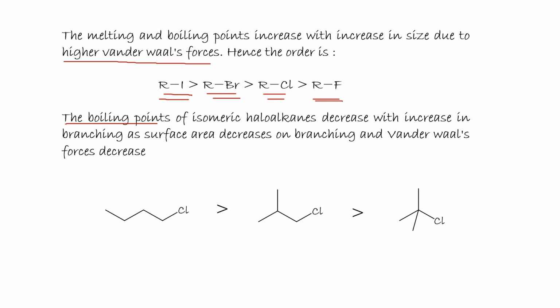Again, the boiling points of isomeric haloalkanes decrease with increasing branching, as the surface area decreases and the van der Waals force decreases. So if you have butyl, 1, 2, 3, 4, butyl chloride will be higher than isobutyl, than tertiary butyl. This one will have the higher boiling point because the van der Waals interaction force will be higher.